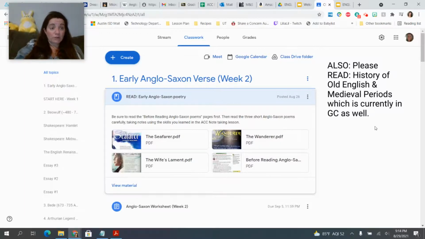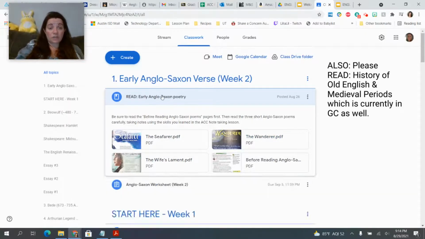So if you're familiar with J.R.R. Tolkien or the stories of the Lord of the Rings, you might recognize some of the references in some of these Anglo-Saxon poems this week or in Beowulf next week. So keep an eye out for that. And if you notice anything, jot it down.